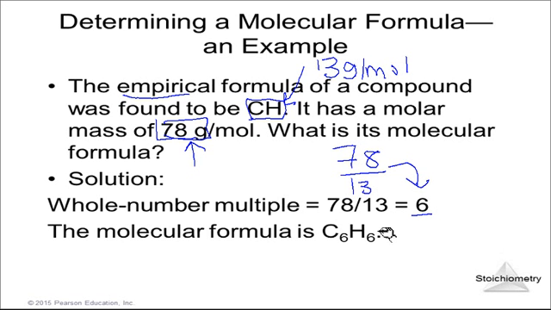So what that means is I have to multiply the whole molecule, this CH, or whatever my empirical formula is, by 6. So now I started with 1 and 1. So the actual true subscripts are actually C6 and H6.